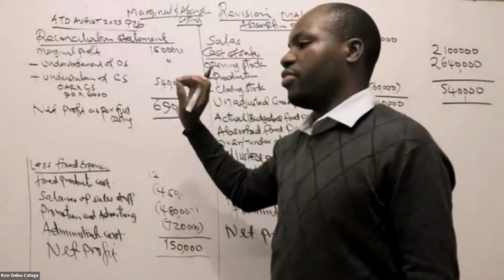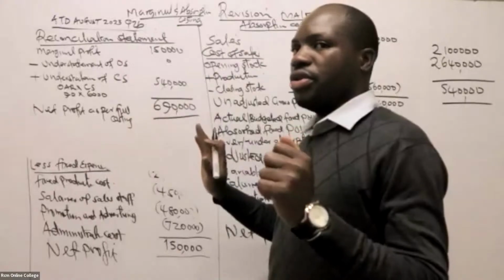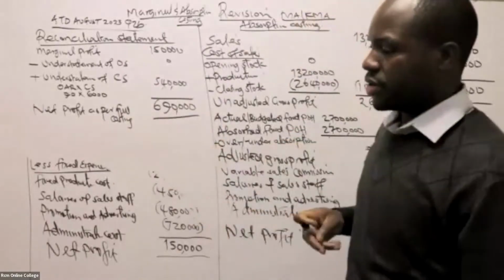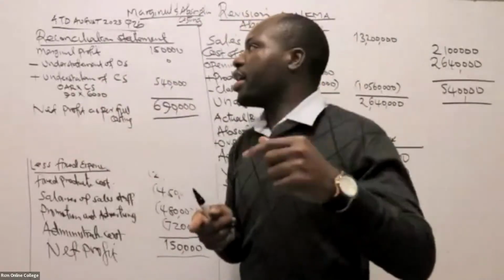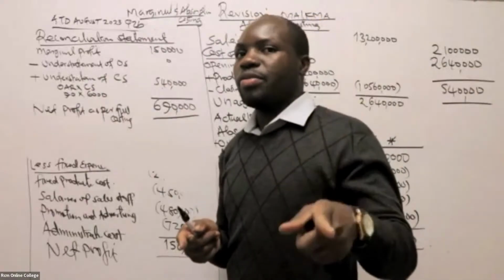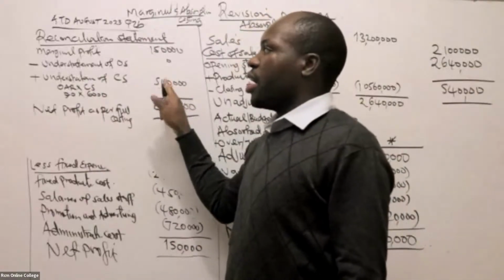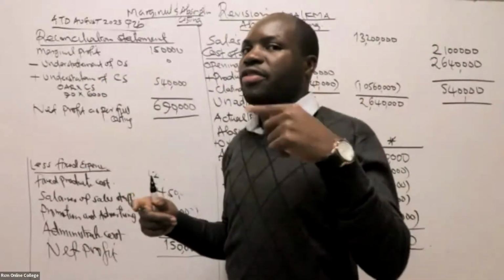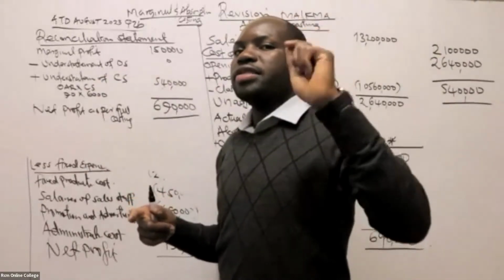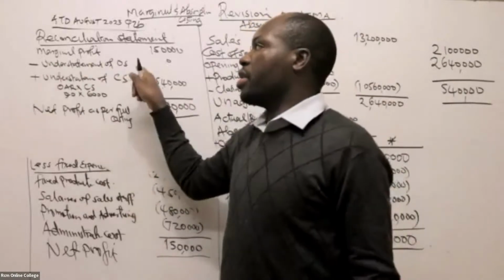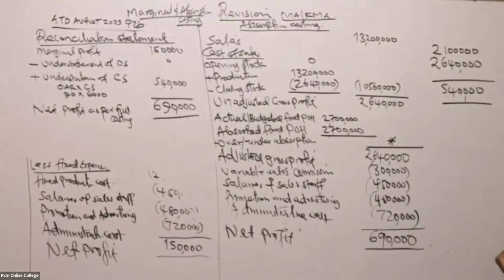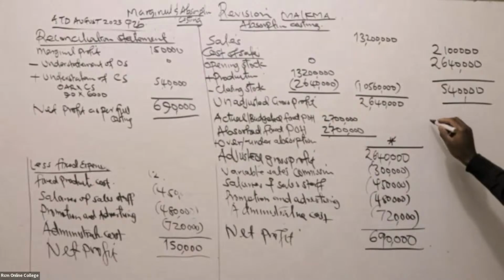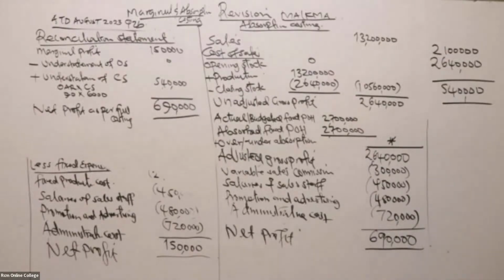So if that approach can give you the answer, what you need to know is just very simple. How will the understatement of closing stock affect our profit? It will understate our profit, and therefore we add it back. How will understatement of opening stock affect our profit? It will exaggerate our profit. That is why we deduct the understatement. Sijui kama tuko pamoja. Are we together?